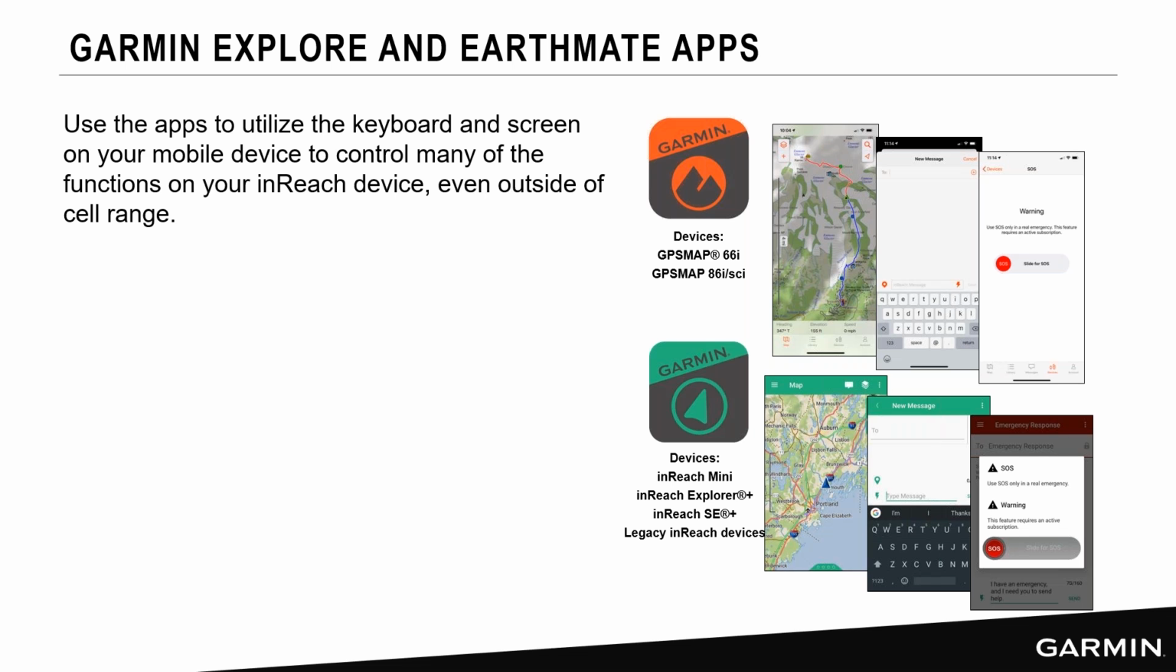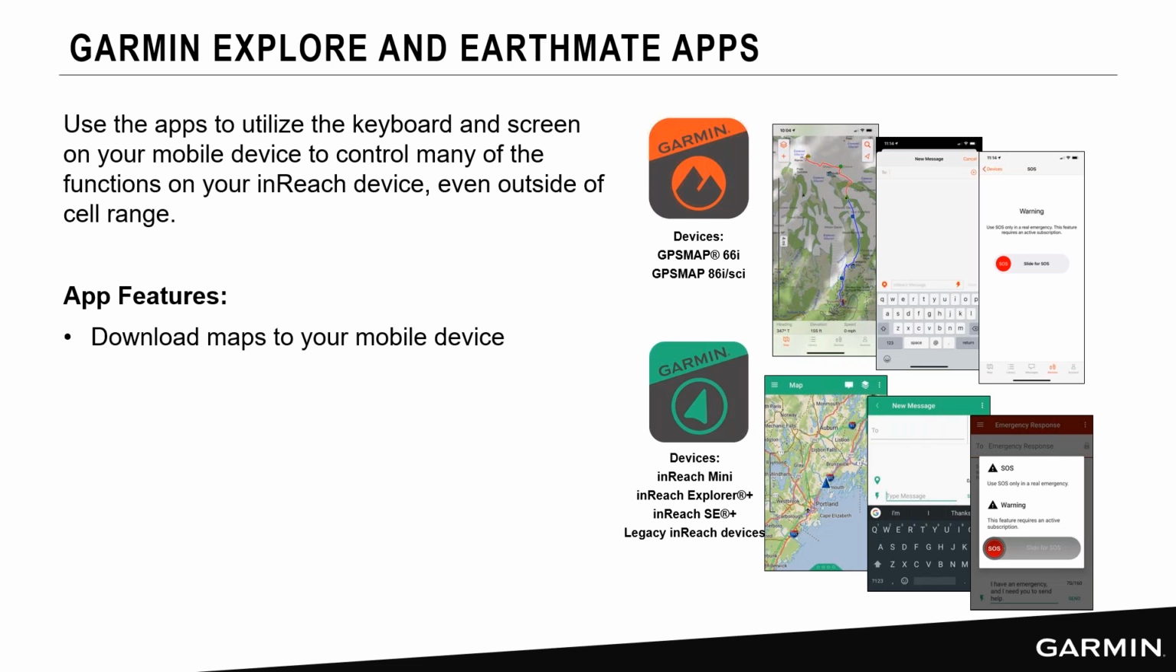And you can see the breakdown, the 66i, 86i for the Explore app and the rest of them for the EARTHMATE app. This allows you to send messages, start and stop tracking, and even declare an SOS, so messaging, tracking, and SOS. It also gives you access to topographic aerial imagery, lots of different maps that you can take with you. So very powerful. Sorry, I got ahead of myself.